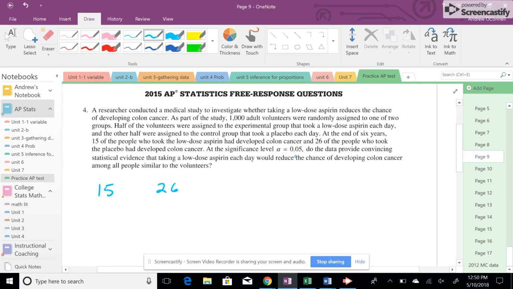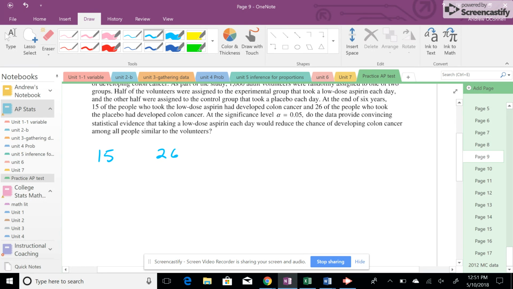So at the significance level alpha = 0.05, does the data provide convincing statistical evidence that taking a low-dose aspirin each day would reduce the chance of developing colon cancer? So let's start with thinking what kind of test we're going to run. It does not explicitly say means or proportions or counts.